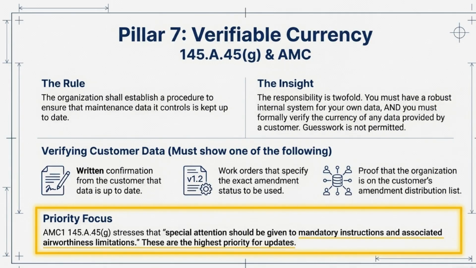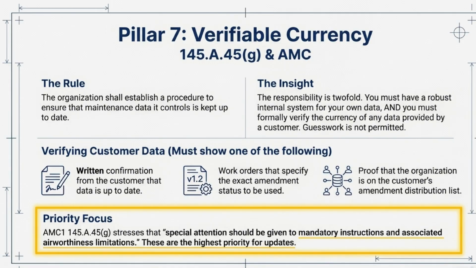Fair enough. But then it covers customer data. In the case of operator customer-controlled and provided maintenance data, the organization shall be able to show that either it has written confirmation from the operator customer that all such maintenance data is up to date, or it has work orders specifying the amendment status, or it can show that it is on the operator customer maintenance data amendment list.